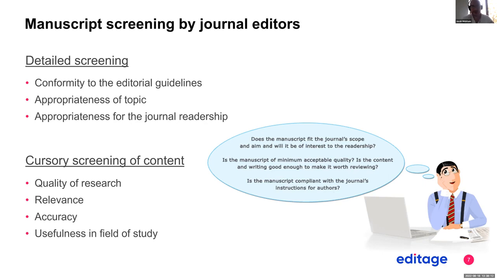So we ask ourselves some questions. Does the manuscript fit the journal's scope and aim, and is it of interest to the readership? Does it meet some minimum standard for quality? Is the writing and the content good enough to make it worthy of peer review? And did you follow the instructions? When you initially submit your manuscript, one of the most common outcomes now is simple desk rejection. It gets rejected without any peer review. So there's a lot of screening that happens. I'll give you some tips on how to get your manuscript past this first step.